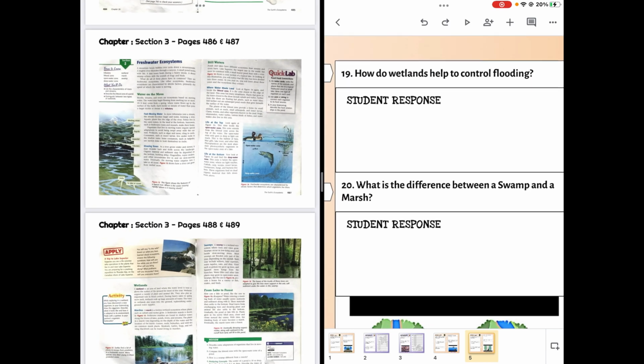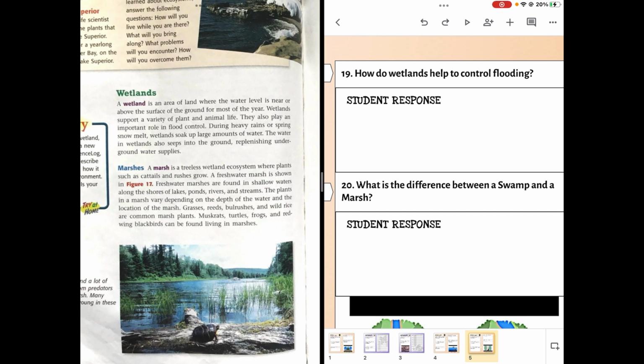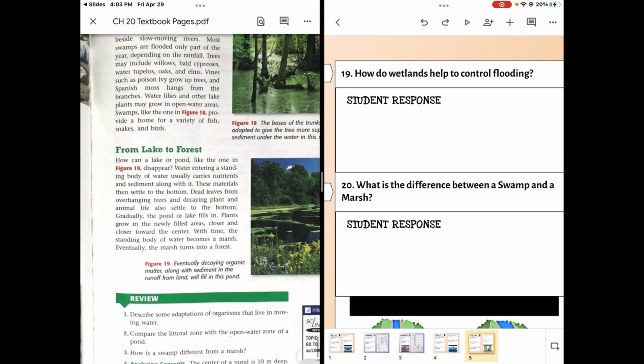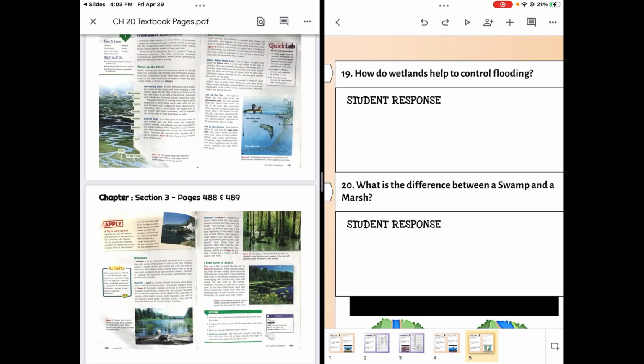Then we get to wetlands. How do wetlands help to control flooding? This is a very important thing. So wetlands helping to control flooding is in here. And then what is the difference between a swamp and a marsh? Well, there's a marsh and there's a swamp. So we can find the simple difference between the two. There are other more specific types of wetlands, but we don't need to get into that here.